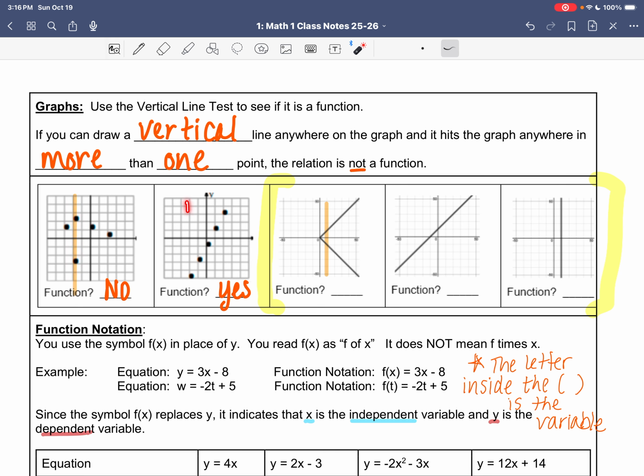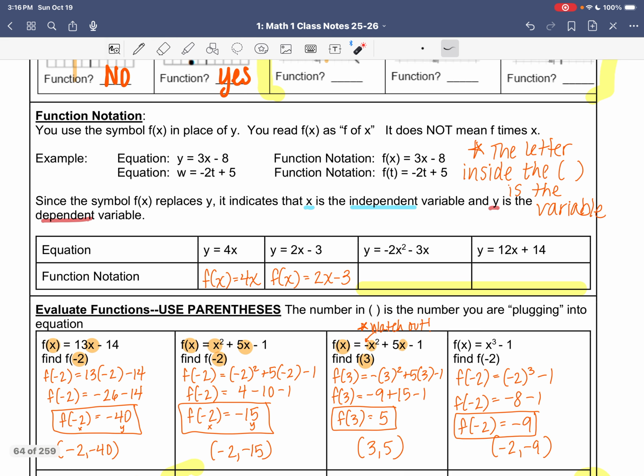And then here, once, and once. So since this didn't have any repeats, it's yes. This is a function. All right, I want you to try this one using the vertical line test and determine if it's a function or not.